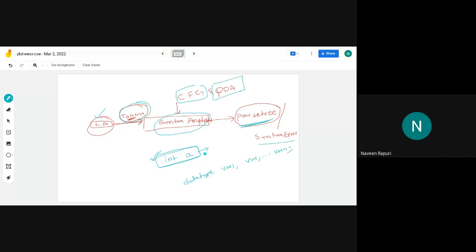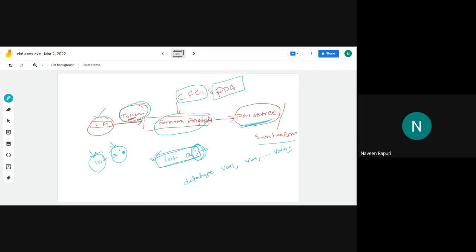But here it is not ended with a semicolon. This is not satisfying the structure. So that's why we can say that this is a syntax error. There is no lexical error, because this is a token and this is another token: the keyword token and the identifier token. That's why there is no lexical error, but there is a syntax error.